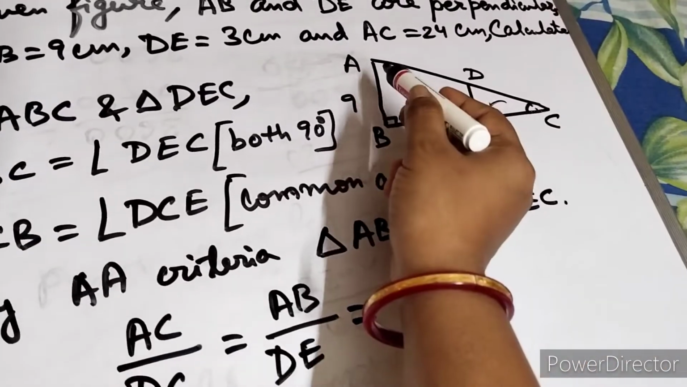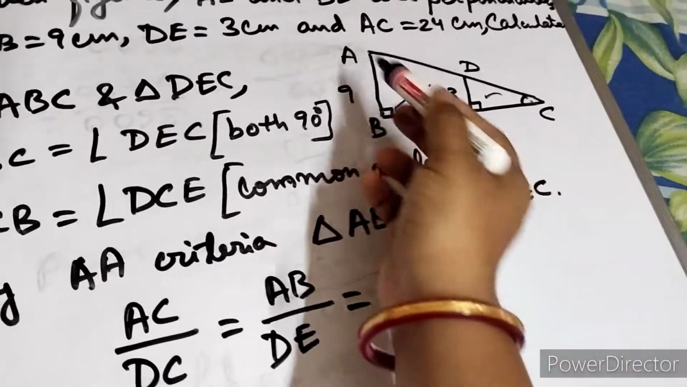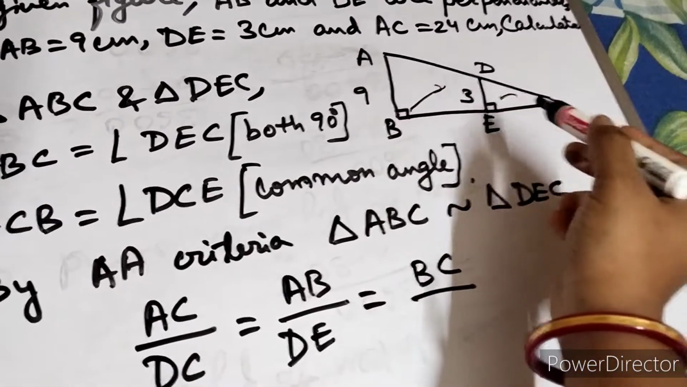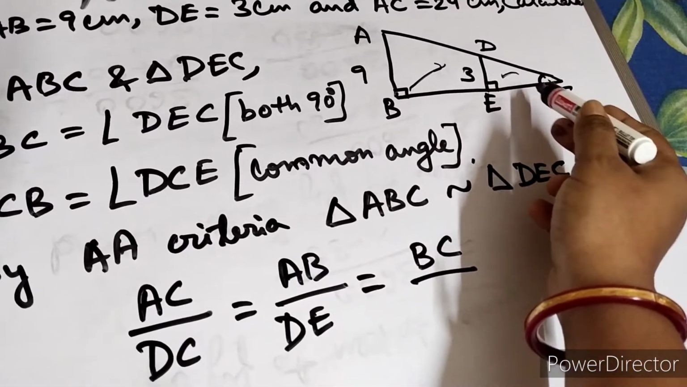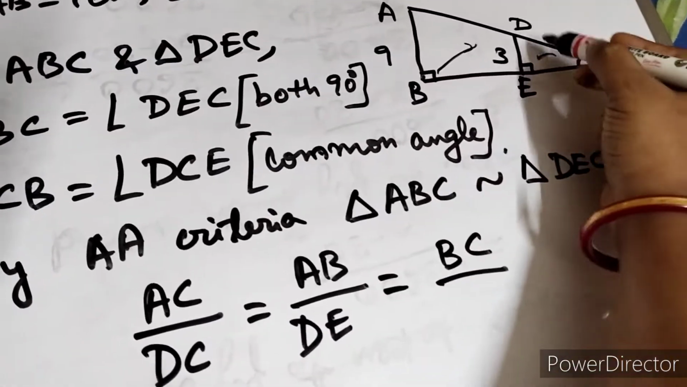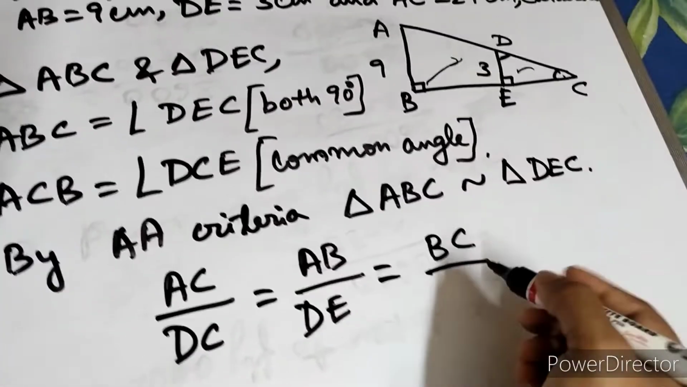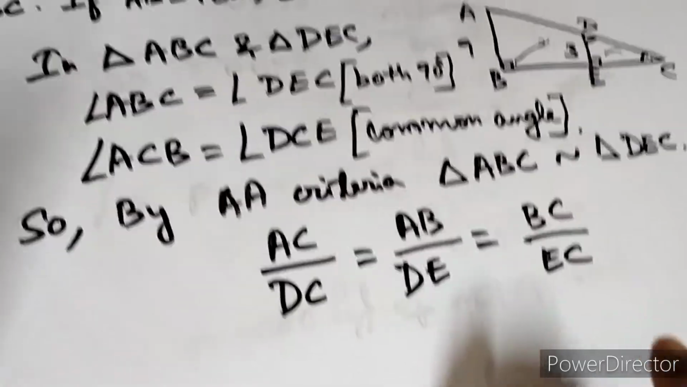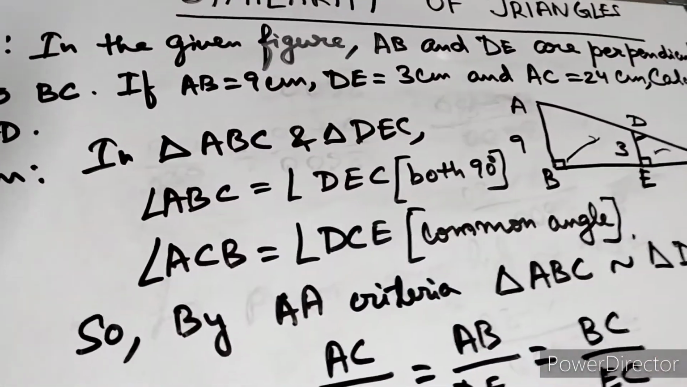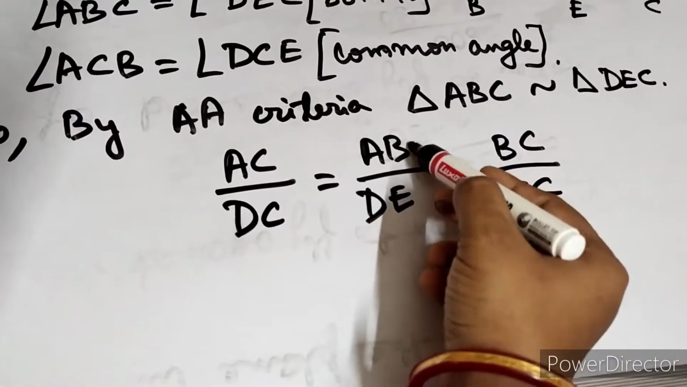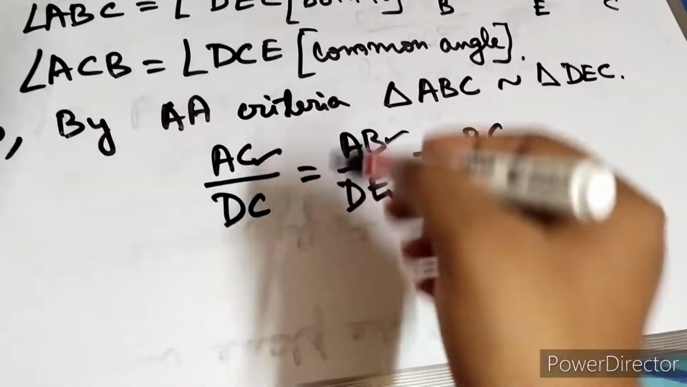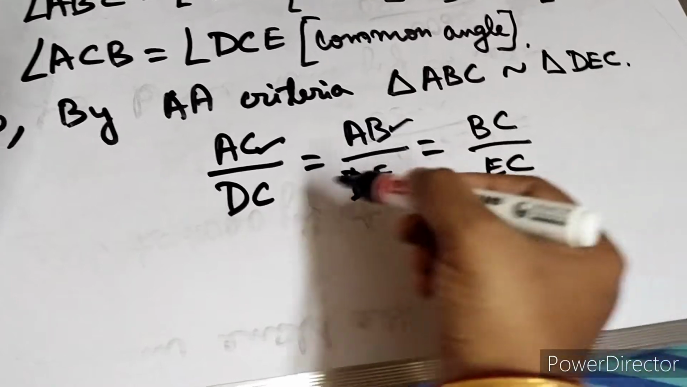Now which angle is left? This is angle A. Angle A's opposite side is BC. We will write it as BC. Okay, and in the smaller triangle DEC, angle D is left, and this angle's opposite side is EC. Now in the question we are given AB's value, DE value, AC value, and we have to find out AD. So AB is given, DE is given, and AC is given, but we have to find AD.